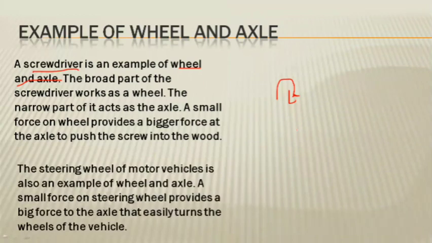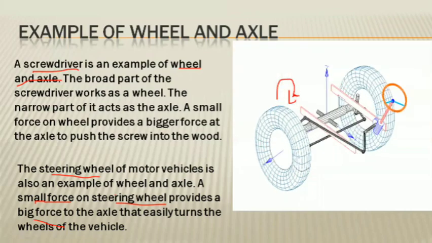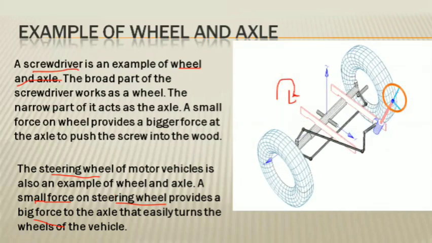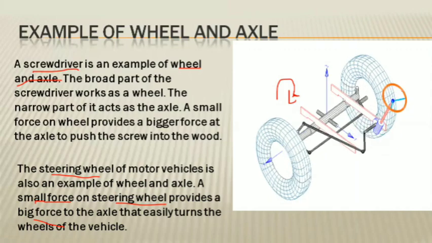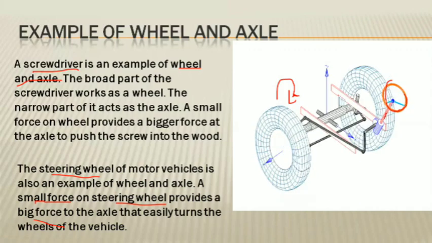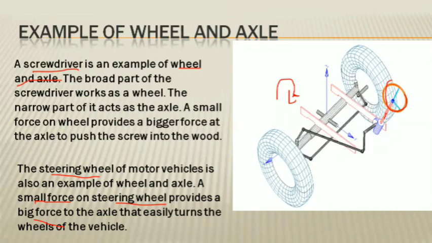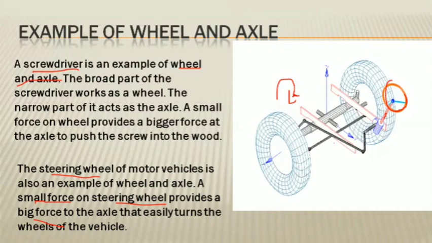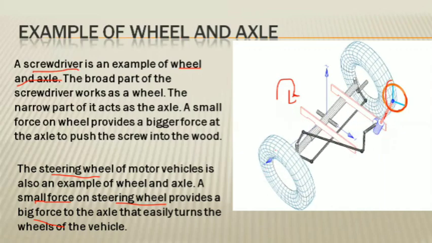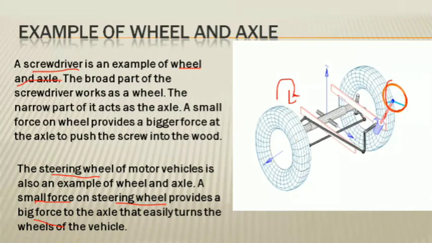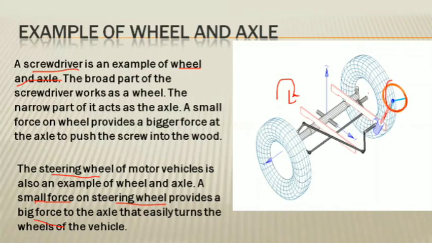Okay, the next one, a very good example of that, is the steering wheel. A motor vehicle is an example of wheel and axle. So what we do is apply a very small force on the steering wheel, which provides a big force to the axle that easily turns the wheels of the vehicle. Like this is the wheel, the steering wheel, and this is the axle. When we rotate this one, this axle, with the help of all the axes which are attached to them, they move and they change the direction of the wheel. Easily they can turn the front wheels.